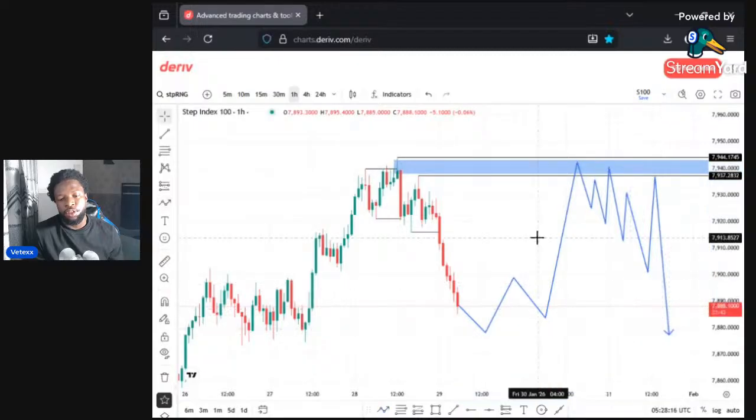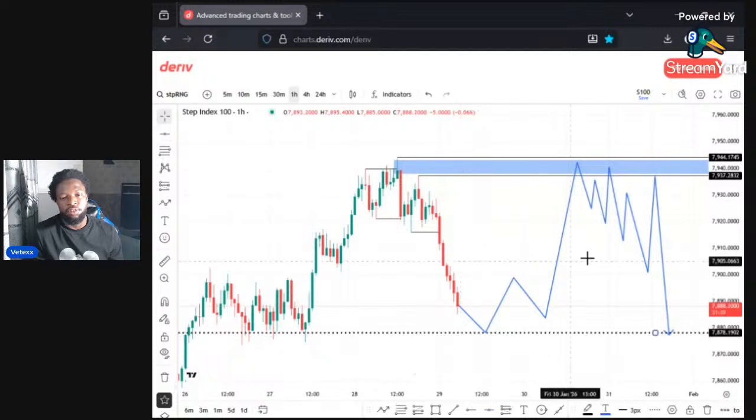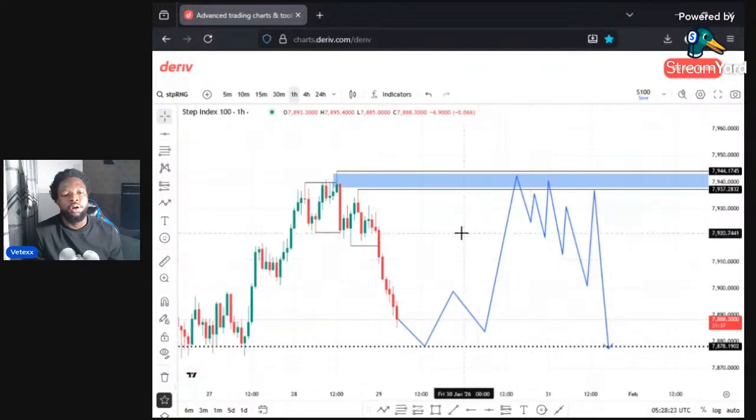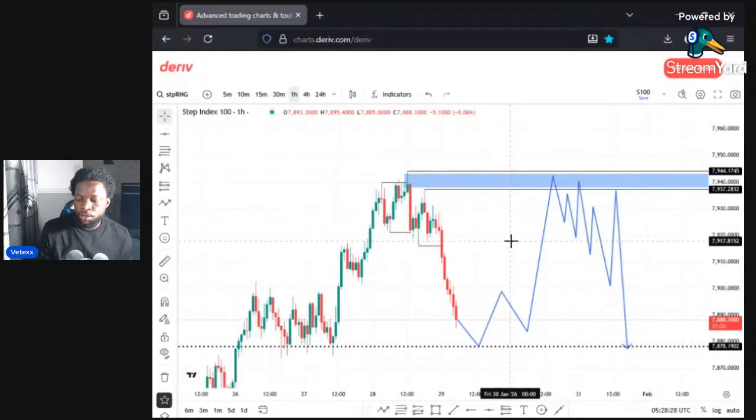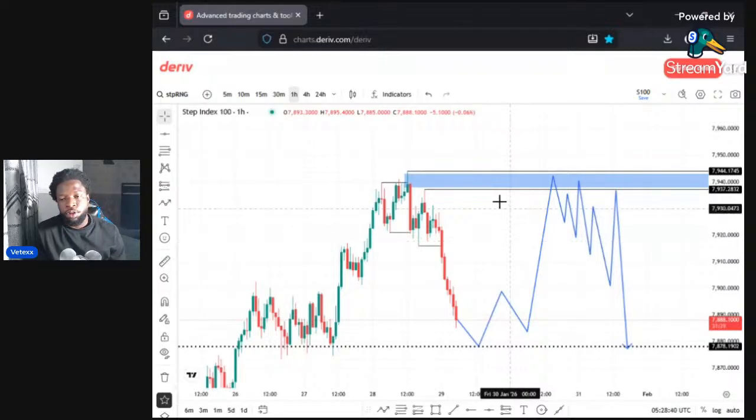If this becomes the target, until the target is taken out, then we can stop looking for sales on the lower time frame. But for now, we are going to be waiting for Step 100 on this time frame. So we anticipate that move. So this is what we are going to be looking at for on Step 100.